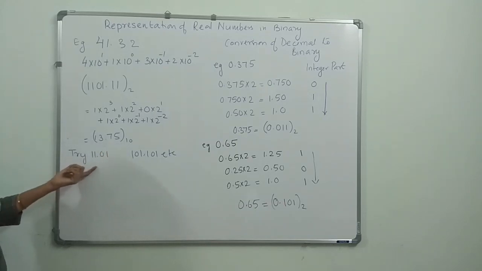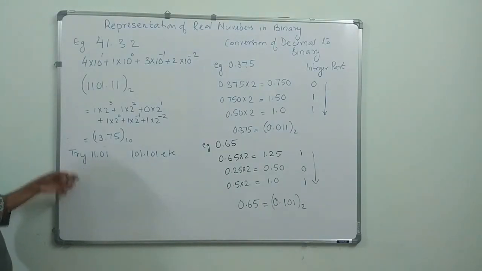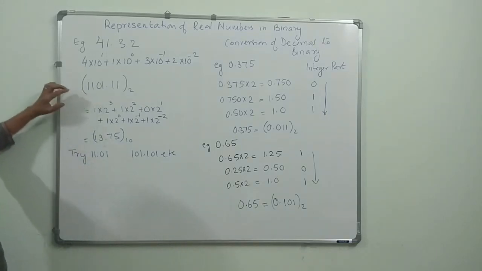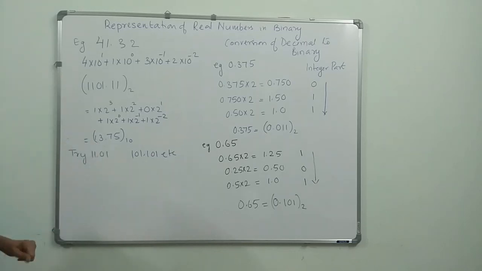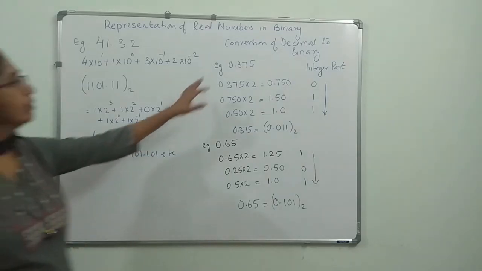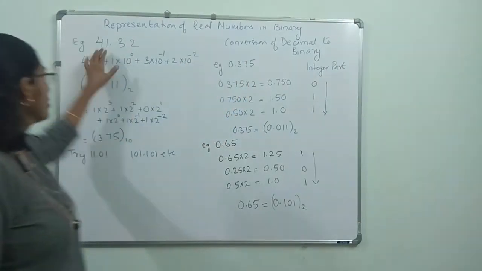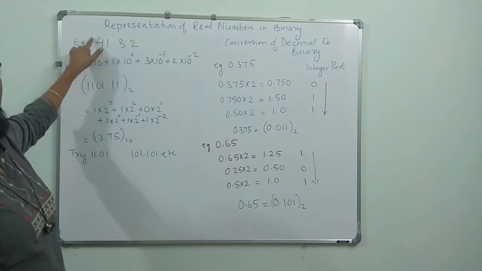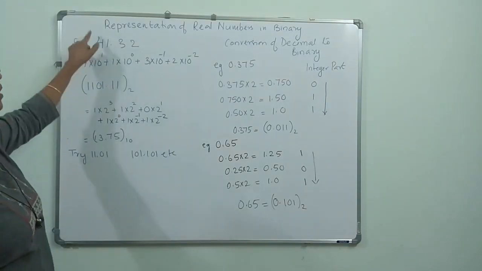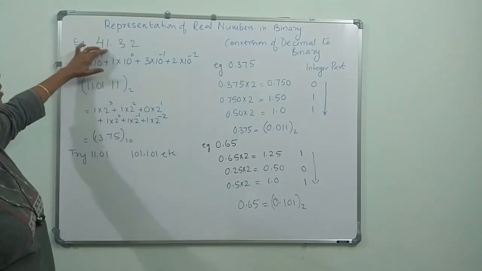Similarly, you can try other examples. Try 11.01, 101.101. Find out what is the value of this. So this is how you convert binary to decimal form. Now let us see how to convert decimal to binary, that is, the fractional part, how it converts. If it was only 41, you know how to convert it. The double-dabble method you have done. Divide by 2, take the remainder, divide by 2 again, and so on. So you know how to convert this part.